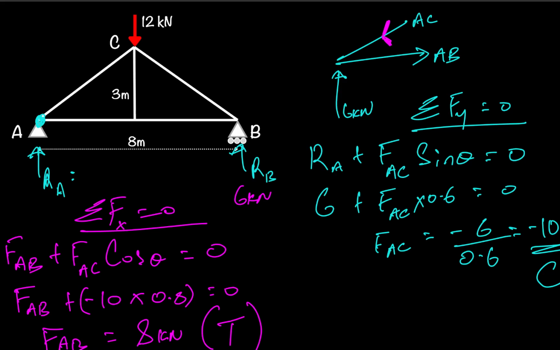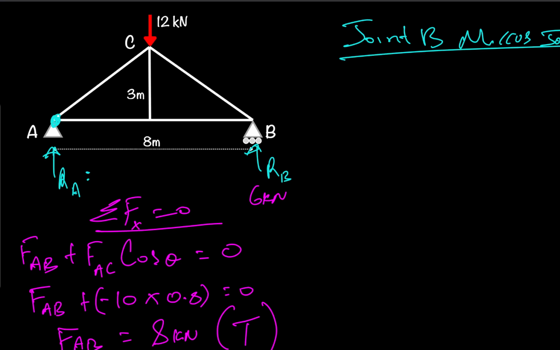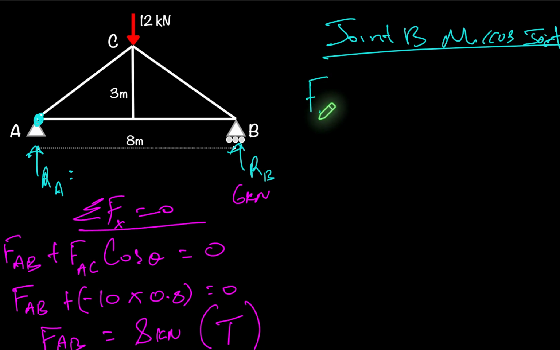So the only unknown that we have now is BC, and I'm not gonna draw this one out. Let me just clear here to make some space. So joint B mirrors joint A. That's a fair observation. Now force BC would then be equal to FAC. So all of this should be negative 10 kilonewtons if we were to do that. So it means then that BC is also compressive.